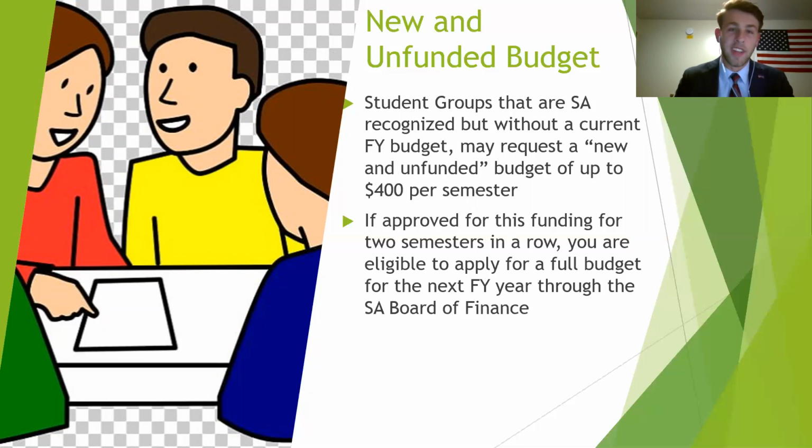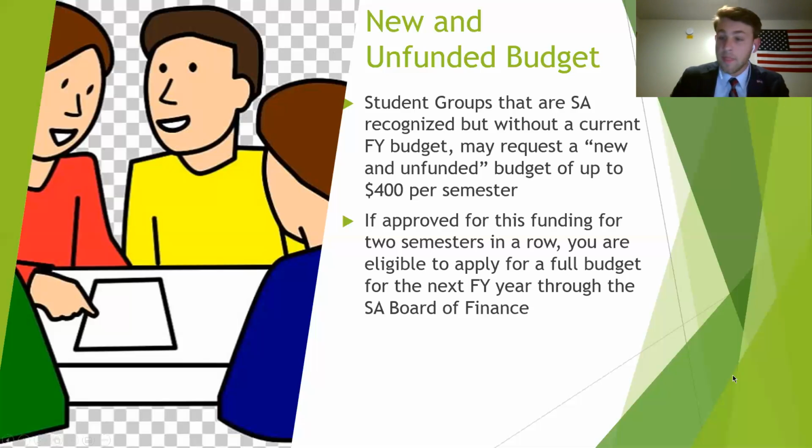Obviously, the Board of Finance would deny something if it was a crazy amount, but there is no maximum determined like there is in this situation. Sometimes you won't be a new group. Let's say you were a full-blown group and you were thriving for 3 years, but you just didn't apply for a budget 1 year, you do get de-ranked back down to a new and unfunded group. So let's say you've had a budget your freshman, your sophomore year, but you didn't apply for it junior year, you're going to have to go back to applying for just $400 a semester.